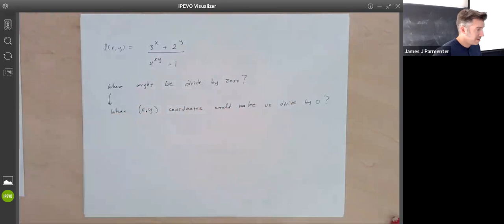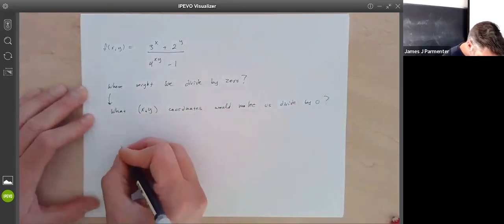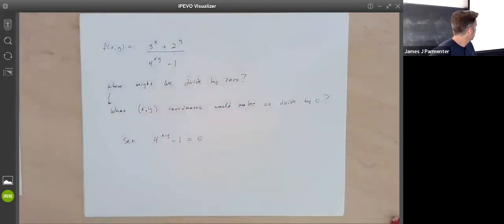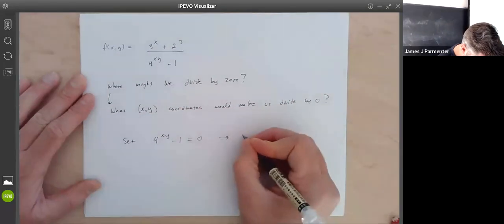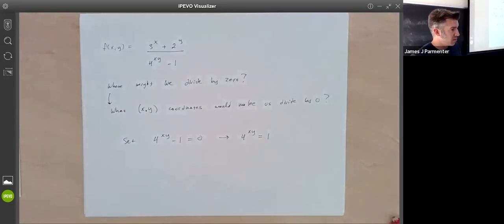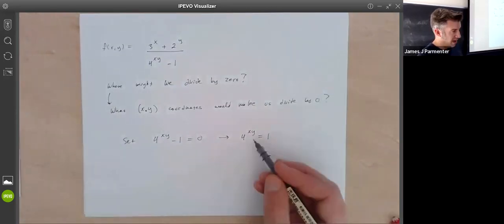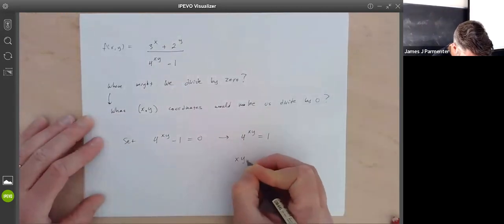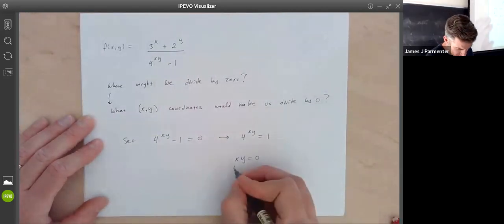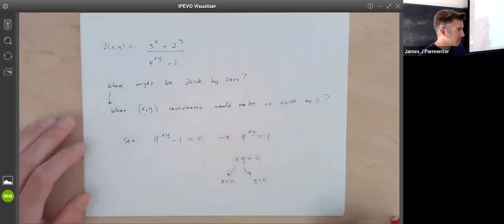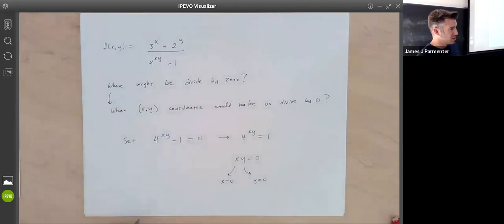Well, I'm going to set the denominator equal to 0, right? I'm going to isolate the 4 to the xy. And what kind of powers make an exponential thing equal to 1? 4 to what? Right, that has to be 0. So what we need is x times y equal to 0, which means either x is going to be 0 or y is going to be 0. So what are we excluding from the domain? Well, everything where x is 0 or y is 0.